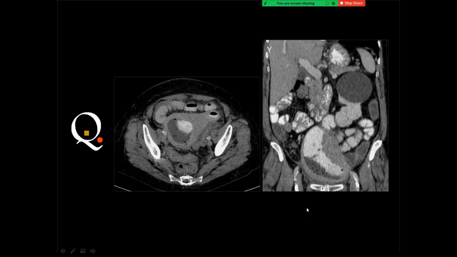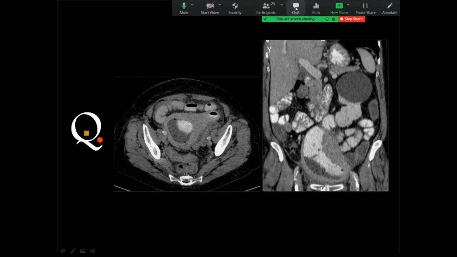Then the next case is a CT of the abdomen, and in the axial and the coronal planes after intravenous and oral administration of contrast material.